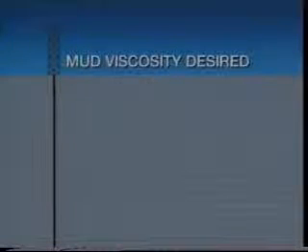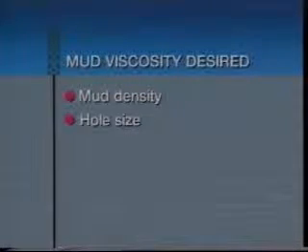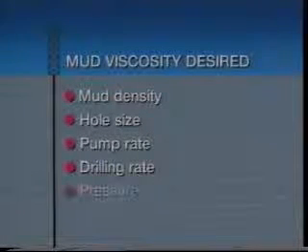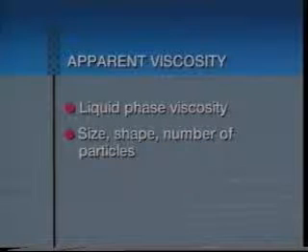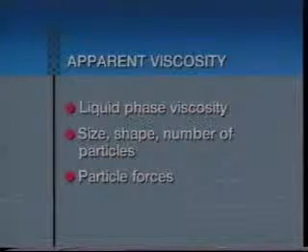The most obvious flow property of a drilling mud is its viscosity. The physical appearance of a high viscosity mud may be described as thick, and that of a low viscosity mud is thin. The desired viscosity in a particular situation depends on the mud density, hole size, pump rate, drilling rate, pressure, and hole conditions. The apparent viscosity of a drilling fluid is a one-point measurement that is actually a function of three factors: the viscosity of the liquid phase, the size, shape, and number of solid particles in the liquid, and the forces existing among these particles.